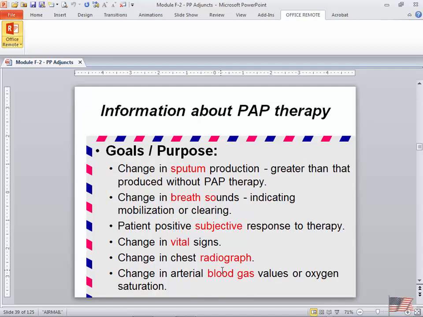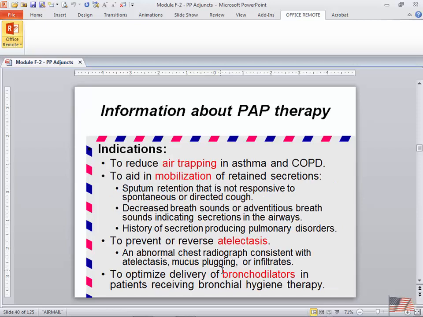Again, lots of goals. The idea being that we're mobilizing secretions. We're reducing atelectasis, mobilizing secretions that are causing the atelectasis, and in the process improving blood gases and x-rays and all the other stuff. Where would we use it? In air trapping. We talked about mobilization of secretions, reversing atelectasis, and again, why not, if I'm doing bronchodilator therapy, optimize that bronchodilator therapy by having the patient's airway maintained open.